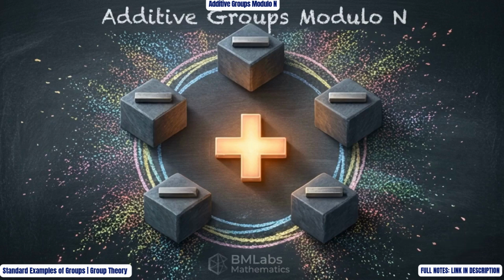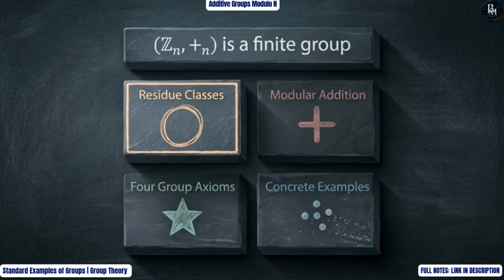In this lesson, we will rigorously prove that the set of residue classes modulo n under modular addition forms a finite group. Our proof relies on building definitions from first principles, verifying the 4 group axioms in sequence, and testing the results against concrete examples.